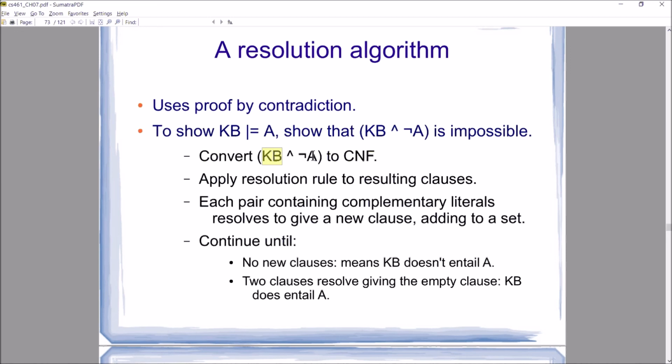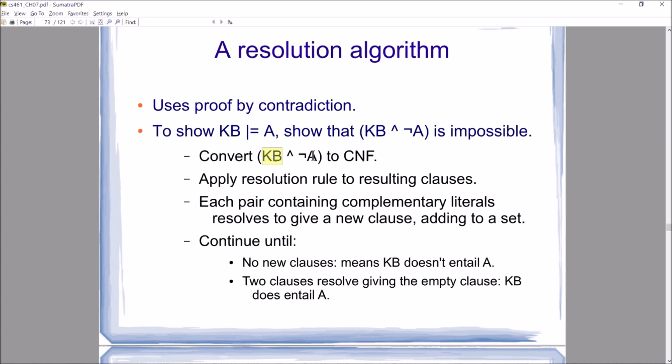The other thing that's going to stop this loop is if two clauses resolve to the empty clause. So if everything eliminates everything else and you end up with nothing in a clause, then your knowledge base does entail your sentence A. So what's an empty clause? It's a disjunction of no disjuncts, so it's nothing. That would be the result of A or not A, excuse me. They would eliminate each other and you'd have nothing left in that clause.